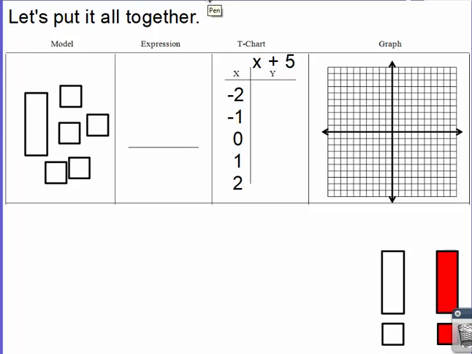So now we evaluate. So we plug in negative 2 plus 5 gives us 3. Negative 1 plus 5 gives us 4. 0 plus 5 gives us 5. So what are we doing? We're counting by ones. So the next one should be 6 and 7. And then I can take this t-chart and I can place it on a graph. So negative 2, 3. Negative 1, 4. 0, 5. 1, 6. 2, 7. Now to finish off the graph, we connect the dots, extend out on both ends, and add an arrow.